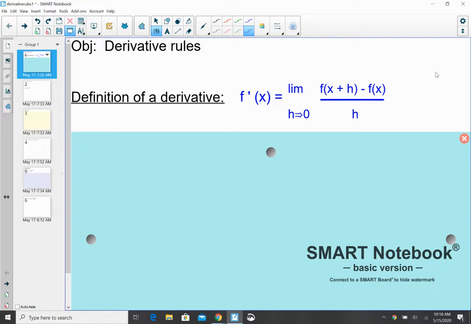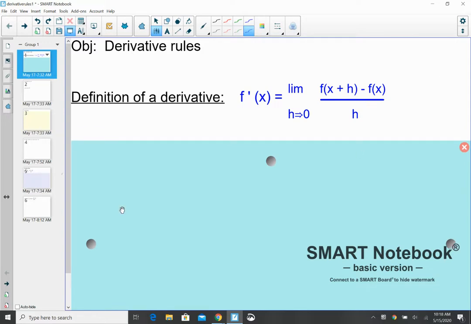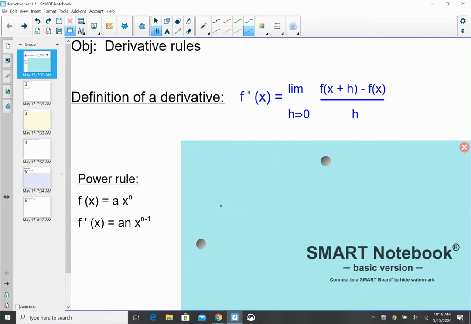not by going through the process of using the difference quotient every single time. See, the difference quotient is the real way to do it. But what we're going to do going forward is apply these rules, these little tricks of the trade, to a variety of functions. Now, there are a lot of derivative rules. There's not just one. Well, the one that you guys might remember is the power rule.